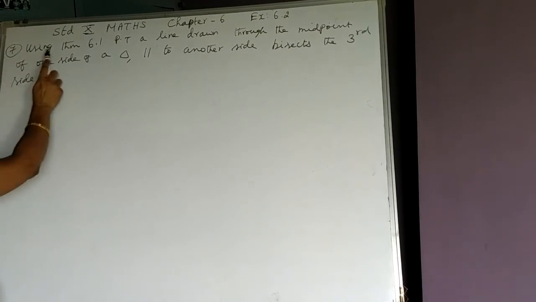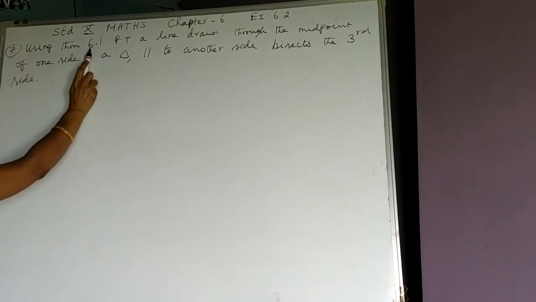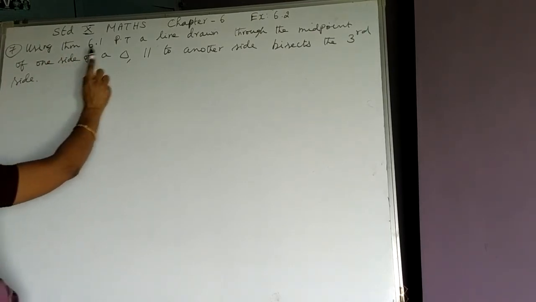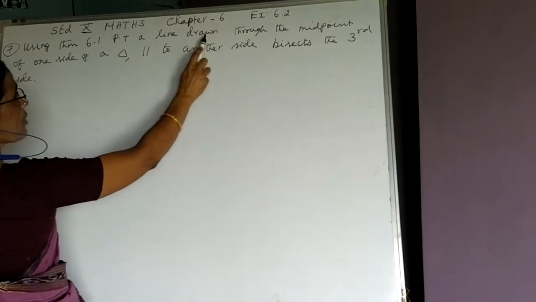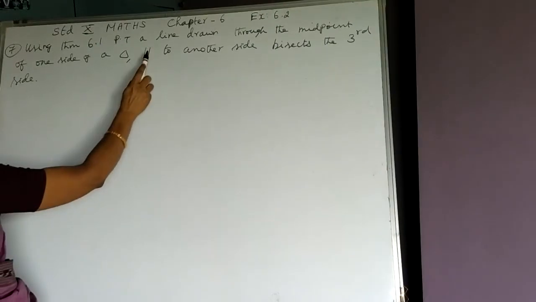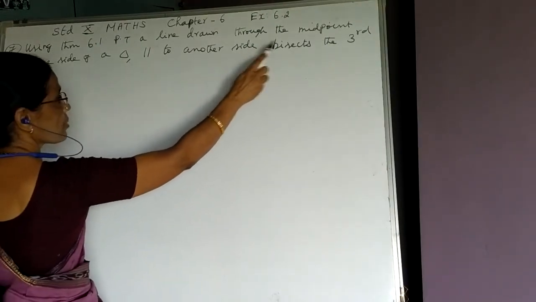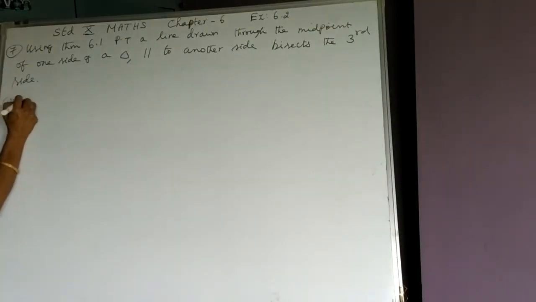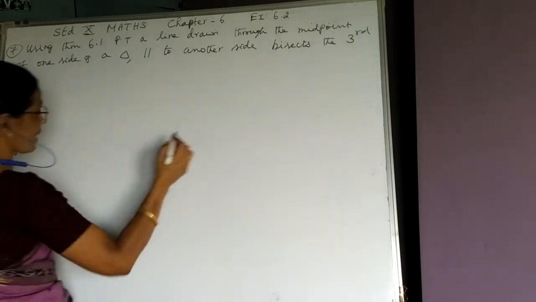Seventh sum is using theorem 6.1. So BPT theorem we are supposed to use, and we have to prove a line drawn through the midpoint of one side of a triangle parallel to another side bisects the third side. So what is given? Let us understand the conditions given. Okay. What is given? I draw the figure here.